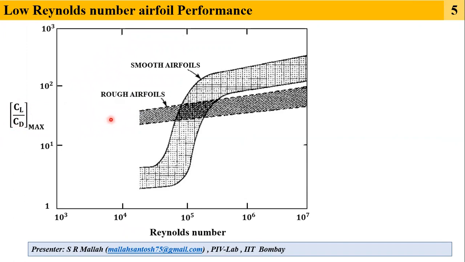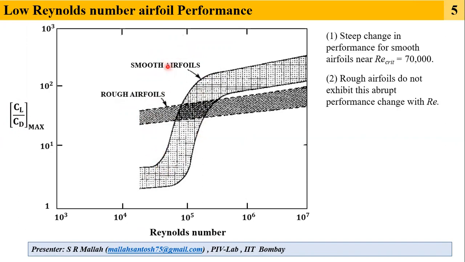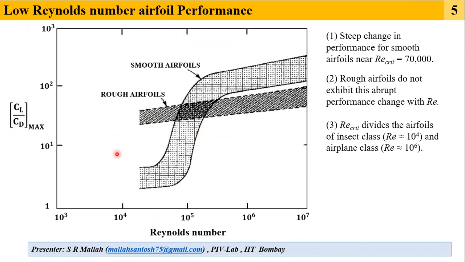For rough airfoils, the performance increases monotonically, whereas for smooth airfoils, with reduction in Reynolds number, there is a steep change in performance. This steep change is because of flow separation. So we can define a critical Reynolds number of 70,000. This critical Reynolds number can divide an airfoil of the insect class, which is of the Reynolds number of 10 to the power 4, and the airplane class, which belongs to the Reynolds number of 10 to the power 6, 1 million.